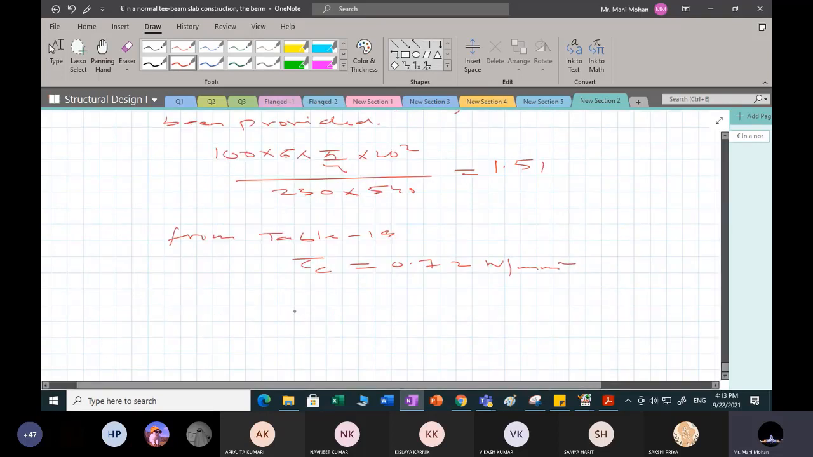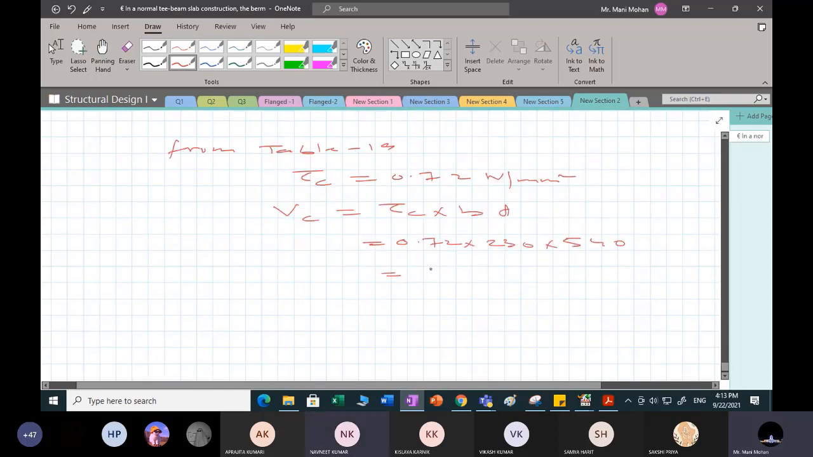So what is going to be the shear resistance because of the concrete, VC? It will be tau c into BD. Tau c is 0.72, B is 230 and D is 540. So how much is this coming? 89.4 kilonewton, sir. 89.4 kilonewton.